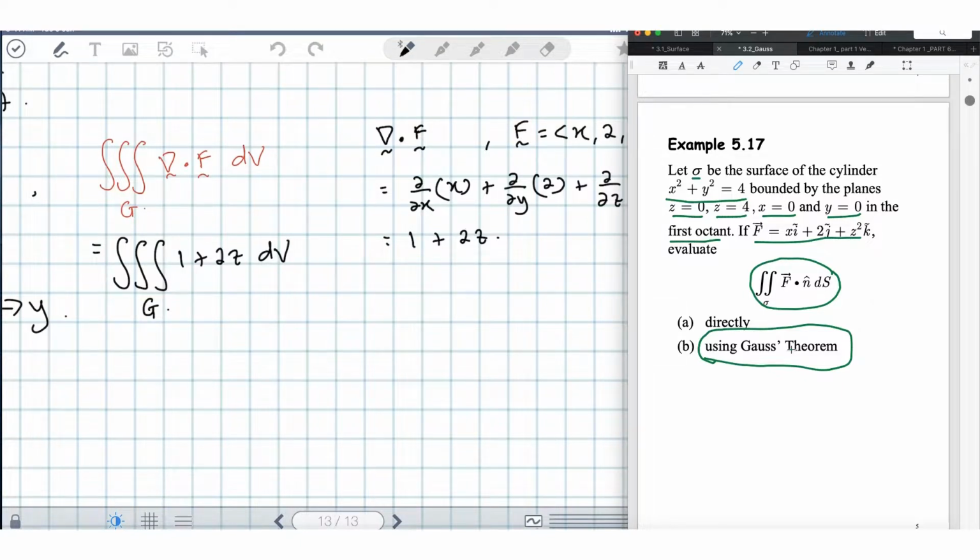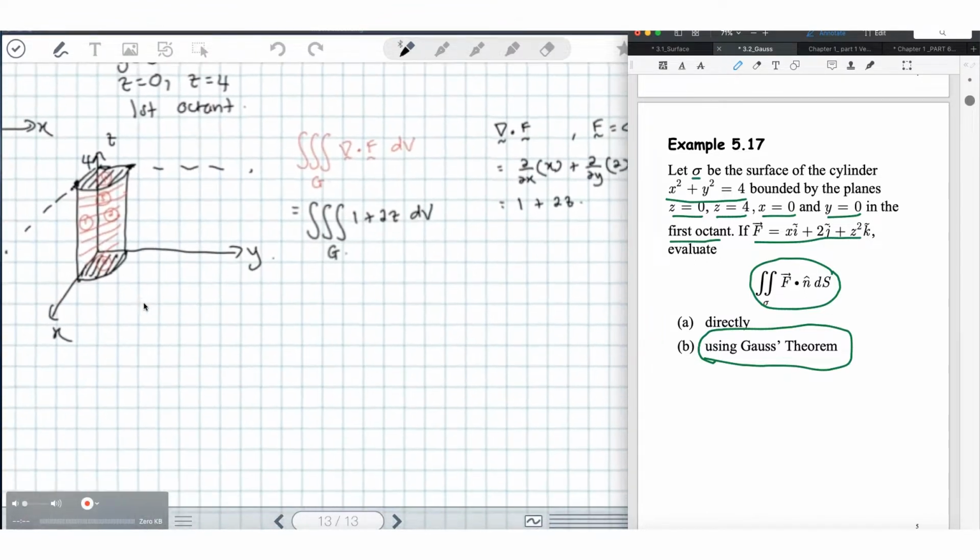Normally when you calculate the divergence, the grad dot F, we don't bother about the value. We just provide the dot product between them. Sometimes you can get a constant, sometimes you can get an expression in terms of x, or in terms of y, or in terms of z, or it can be a mix of them. So now about the limits.